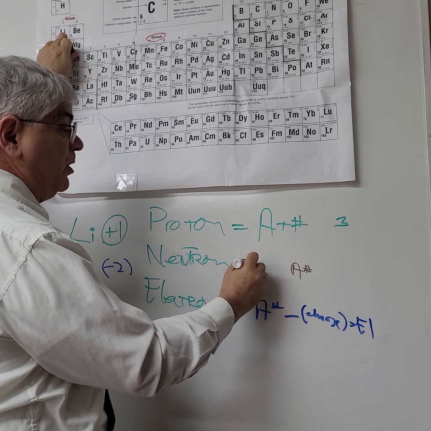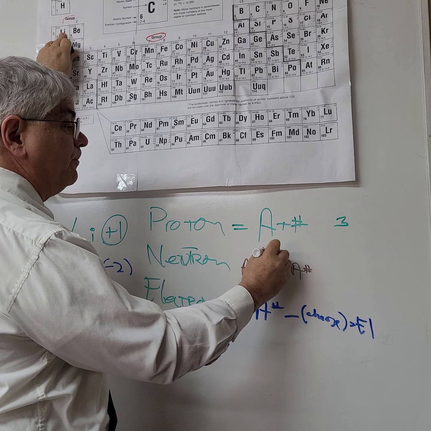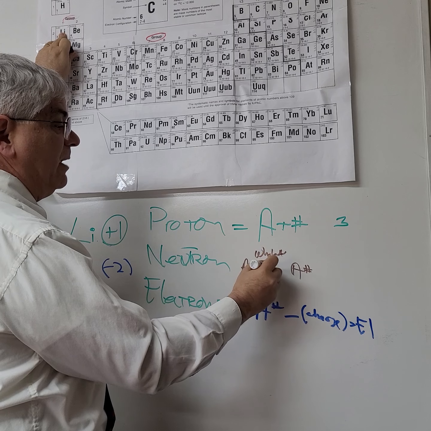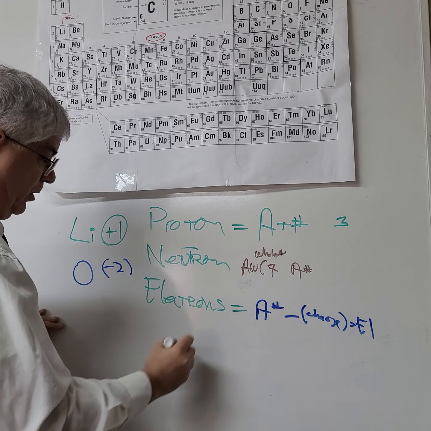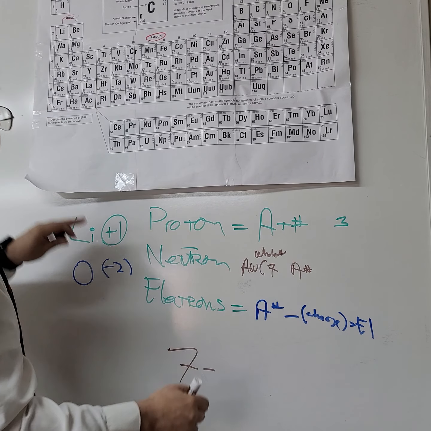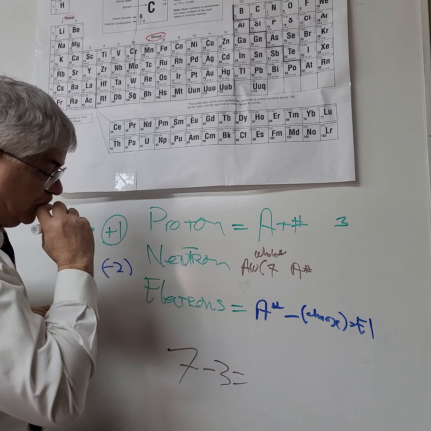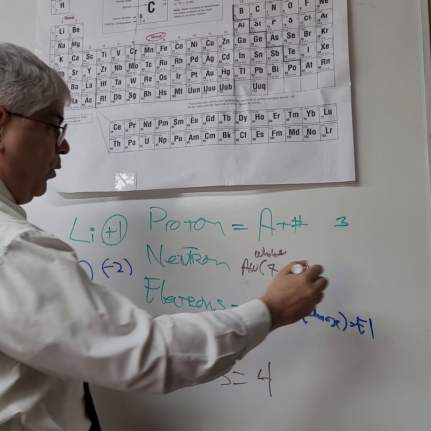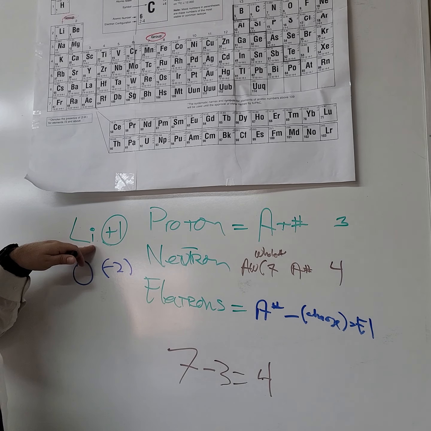So we take our atomic weight, always a whole number. Must be a whole number. So this time it's going to be 7. So we've got, in our case, our atomic weight of 7 minus our atomic number, which lithium is 3. So that equals 4. So we have 4 neutrons in a lithium atom.